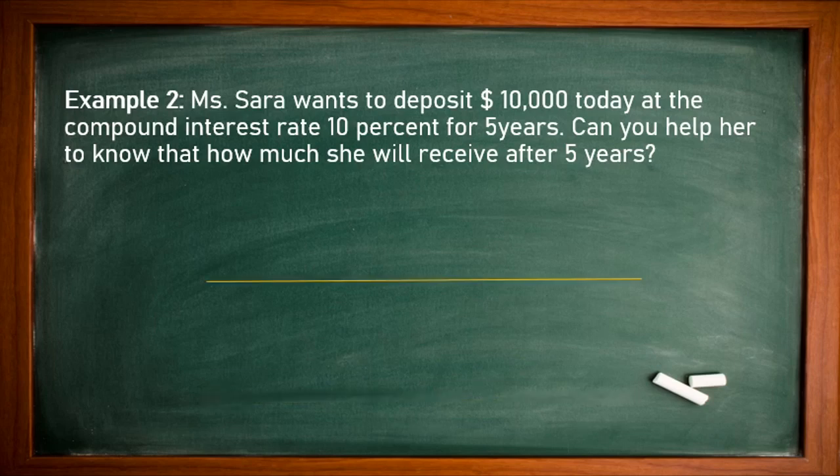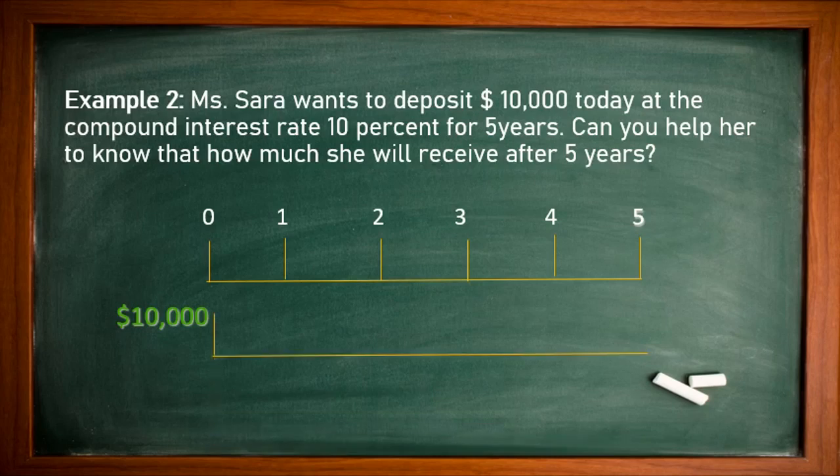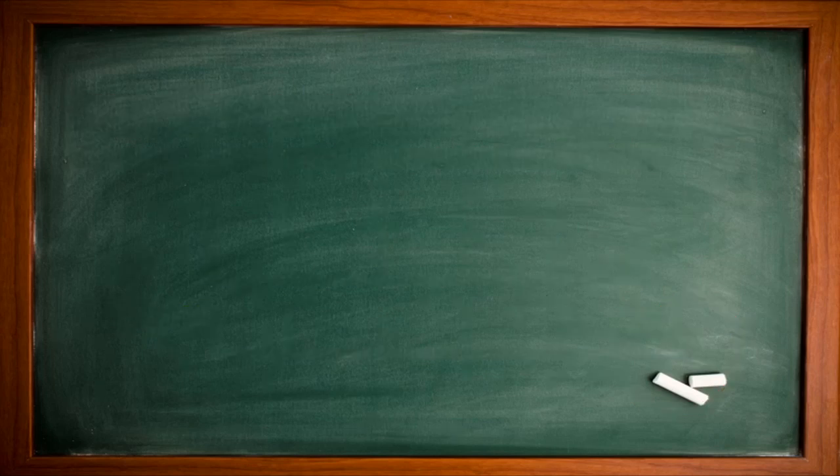Let us see. As I told you, first we have to draw the line and put the 5 years, 1, 2, 3, 4 and 5. We put the values 0, 1, 2, 3, 4, 5, and we deposit $10,000, and we will get money after 5 years. So what would be the future value after 5 years? We are going to find out the future value. Let us solve this problem.